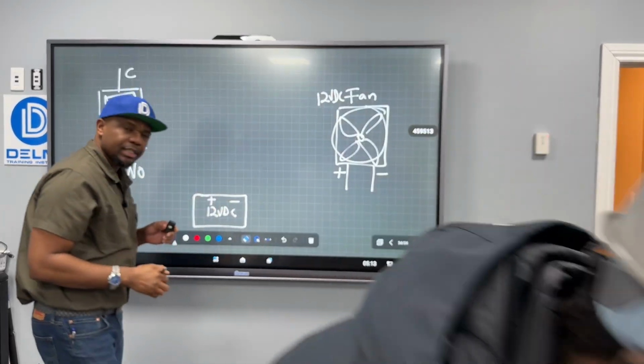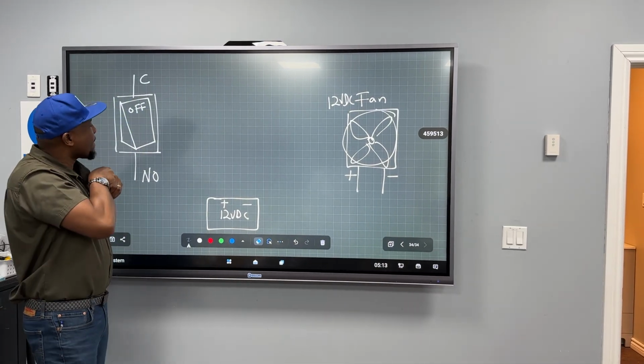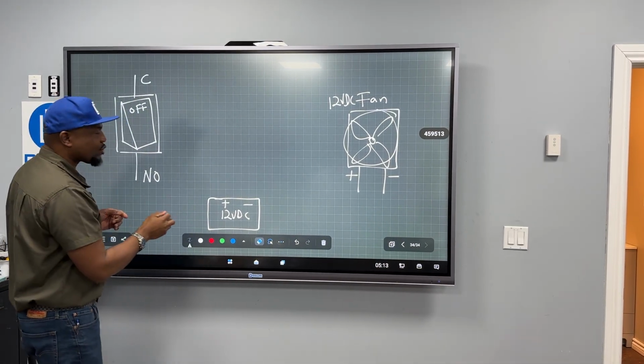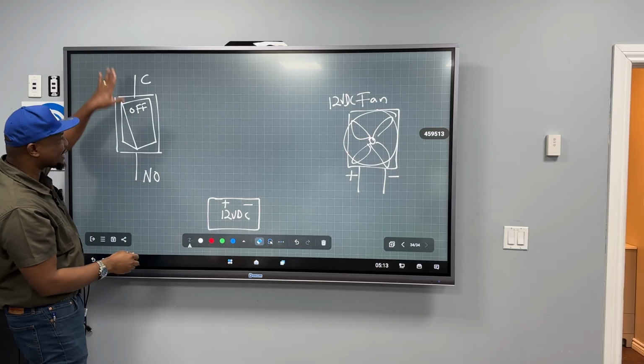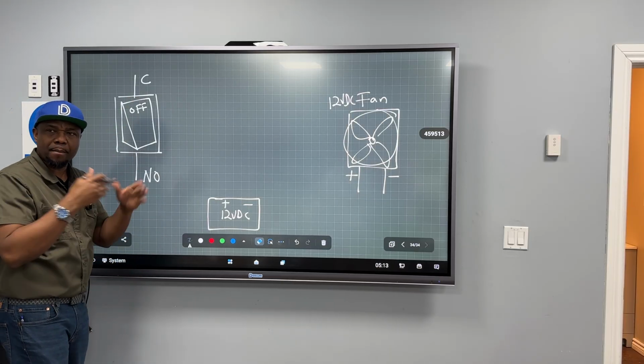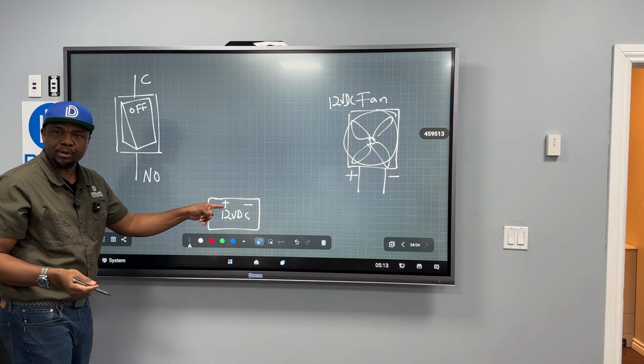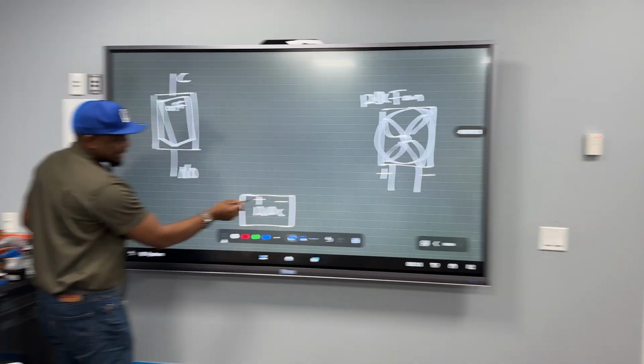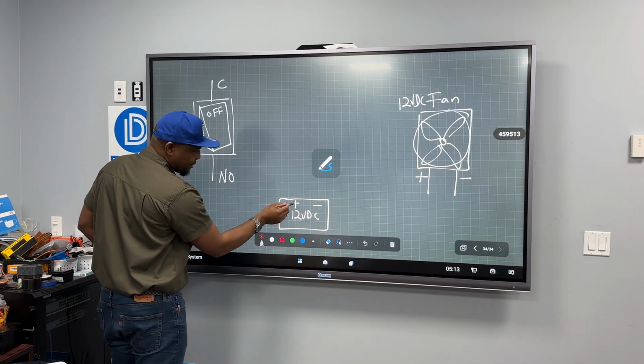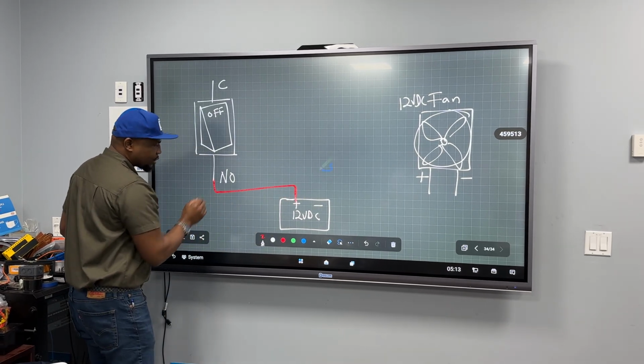All right, so let's continue. Like I said, this is the most basic form. What we're trying to do is this is just a switch. It breaks or makes the circuit. So it really doesn't matter where I'm going to take my positive voltage. I can decide to bring the positive voltage from here and connect to the normally open.